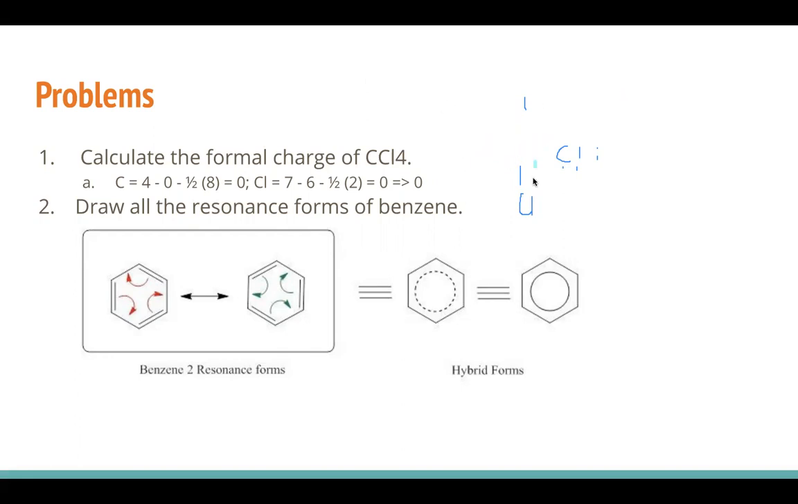The resonance forms of benzene are pretty simple. There's only 2, and they're actually both equal contributors to the hybrid. And so you can kind of see that the hybrid is just right in between both of these resonance forms.